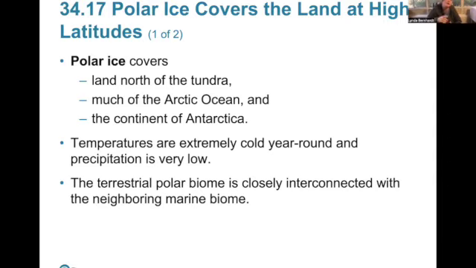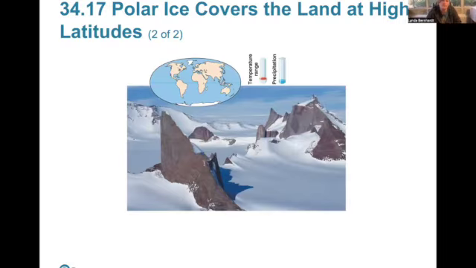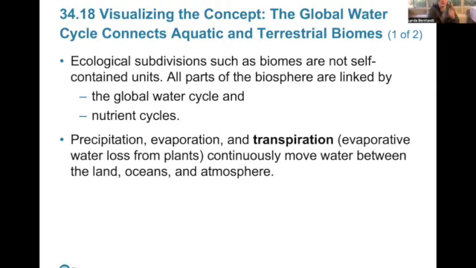All right. Polar ice covers the land north of the tundra, much of the Arctic Ocean, and the continent of Antarctica. Extremely cold year round, precipitation very low, terrestrial polar biome closely interconnected with the neighboring marine biome. That means they all kind of work together. And there's the pretty picture. Sadly, we're losing a lot of the snow, the glaciers, the stuff that covers it. And that's part of where a lot of the concern is again, low precipitation. So as it melts, it's not getting replaced. And so that's part of the problems here.